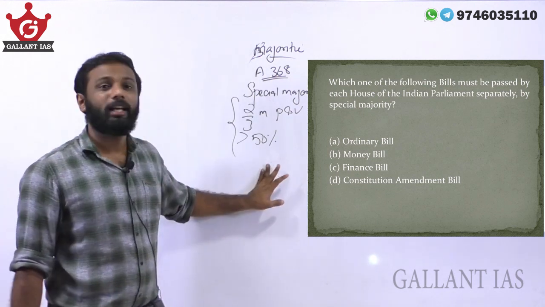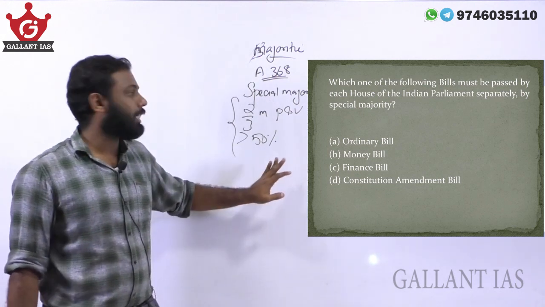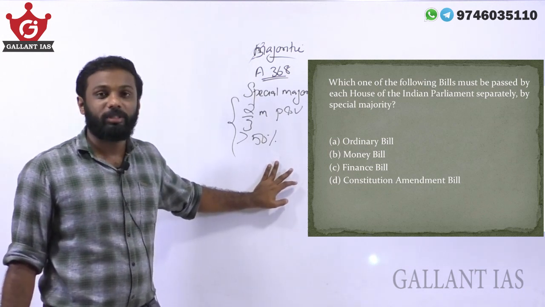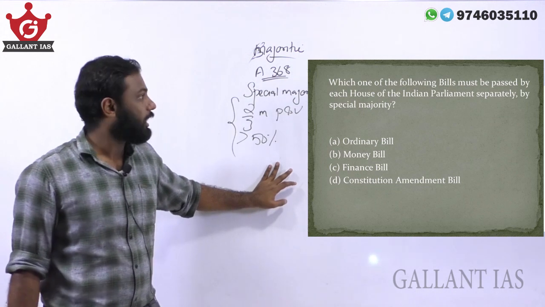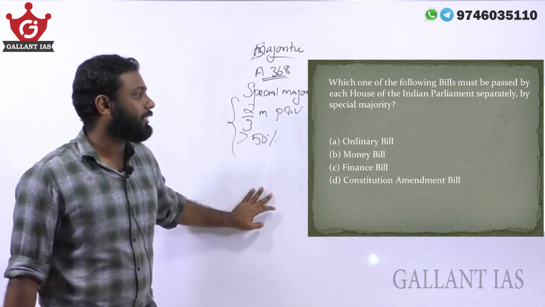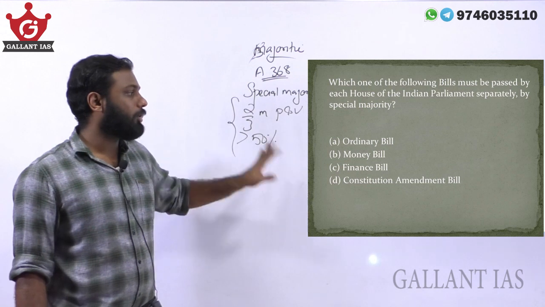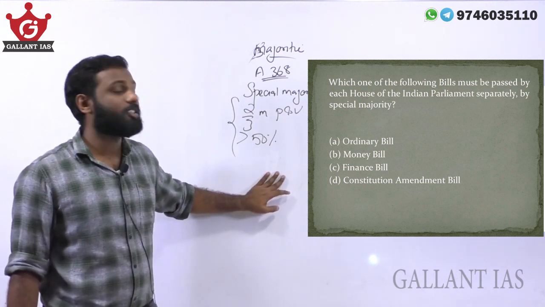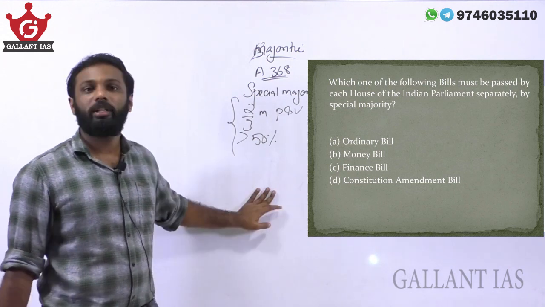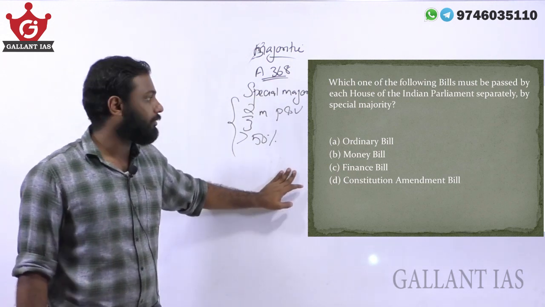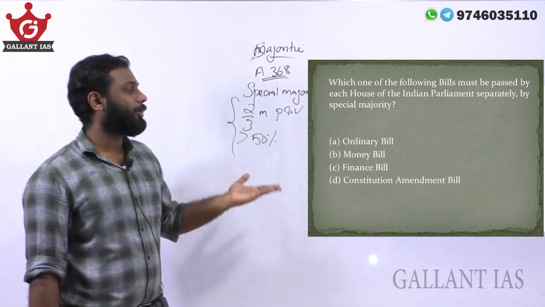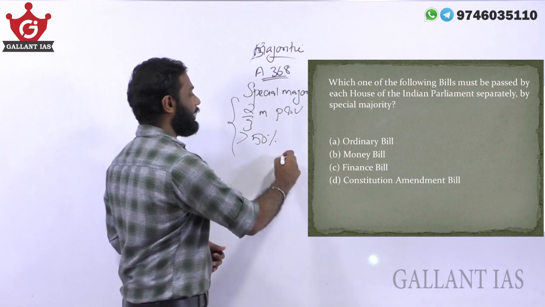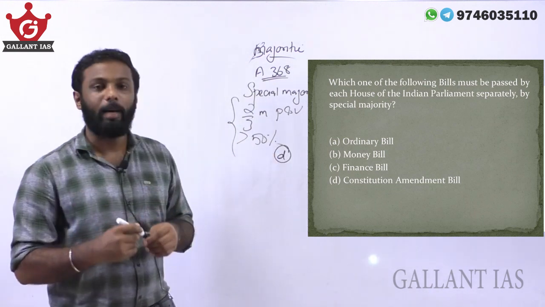Okay, then only the procedure will be completed, and later on it is binding on the president to sign on the constitutional amendment bill. Okay, so the answer to this question is option D, that is constitutional amendment bill, because in constitutional amendment bill only both the houses have to pass the bill separately by a special majority. And regarding ordinary bill, it can be passed by a simple majority itself, and money bill and finance bill also can be passed by simple majority. Okay, so the answer to this question is option D, that is constitution amendment bill.